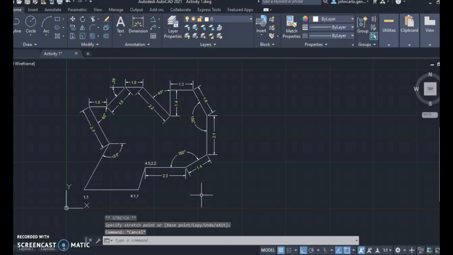Then, okay, let's finish our first figure in our AutoCAD.